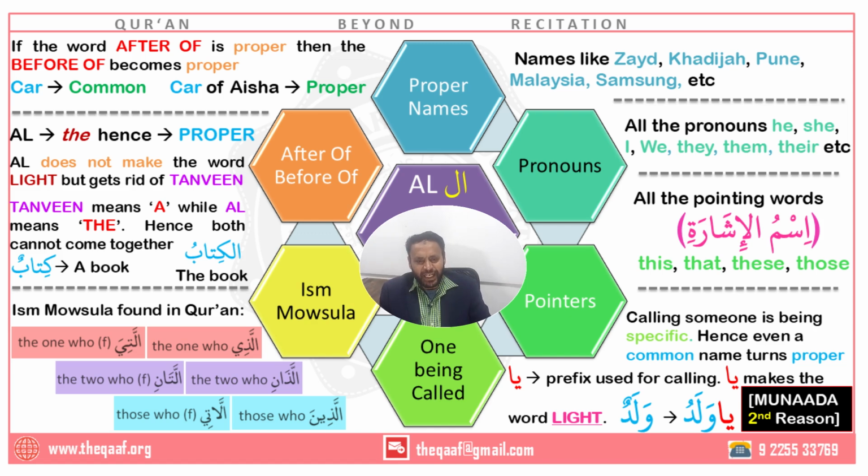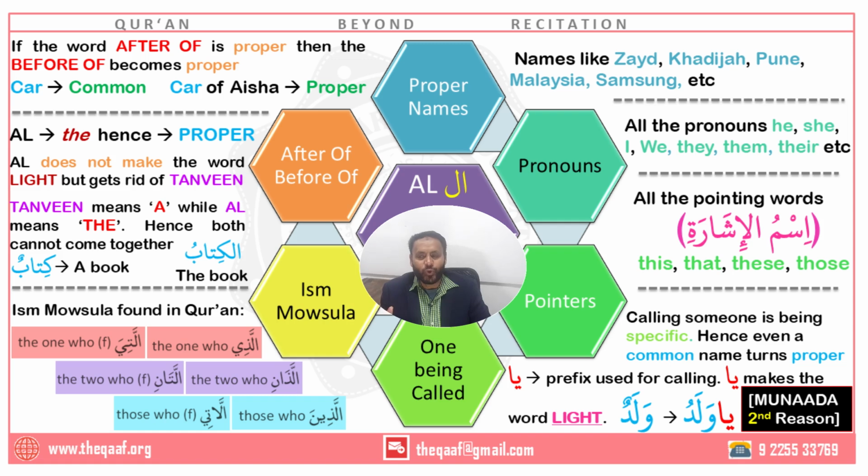The 6th reason for a word to be proper is something called ism mausula. This is the Arabic term. Some syllabuses call this ism mausula a relative pronoun. We will use ism mausula. What's the ism mausula? Well, there are many ism mausulas occurring in Qur'an, like the word allazi. Allazi is ism mausula because it means the one who. So all those words which have the meaning of the one who, all those women who, these are ism mausulas.